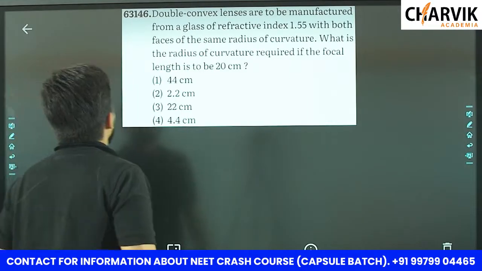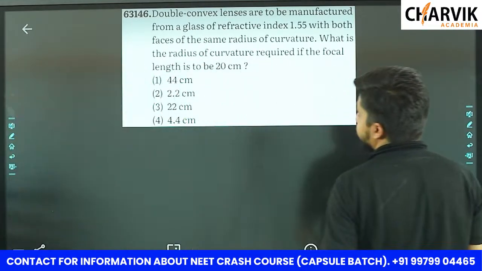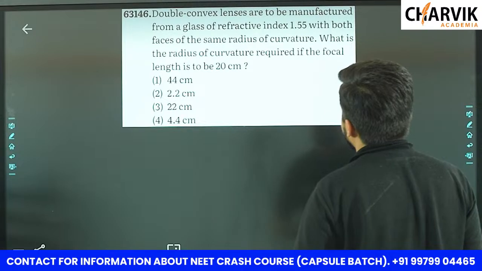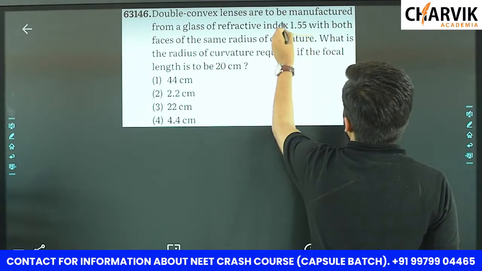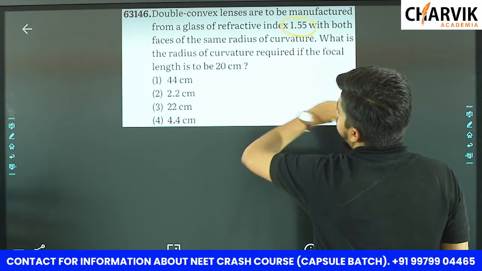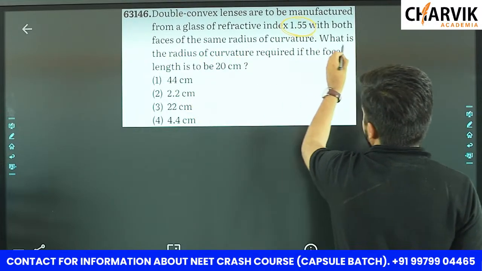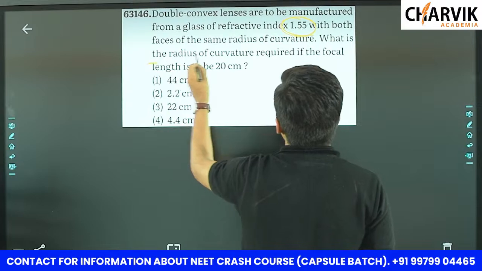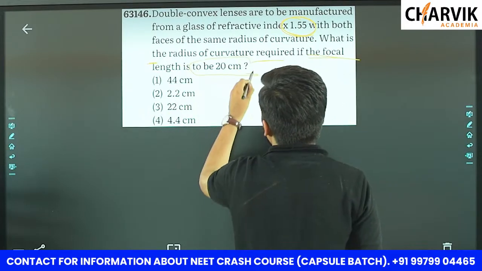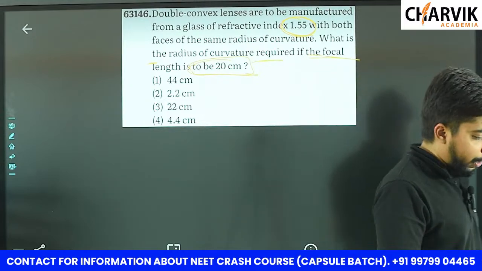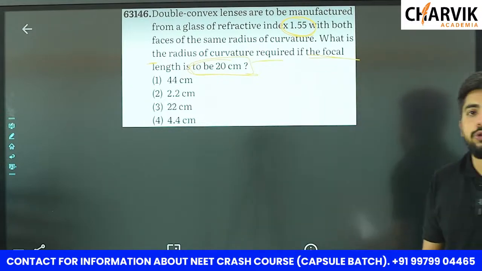Okay. So let us see the next question. The next question says that double convex lenses are to be manufactured from a glass of refractive index 1.55, with both the faces of the same radius of curvature. What is the radius of curvature required if the focal length is to be 20 centimeter? If the focal length is to be 20 centimeter, what should be the formula?